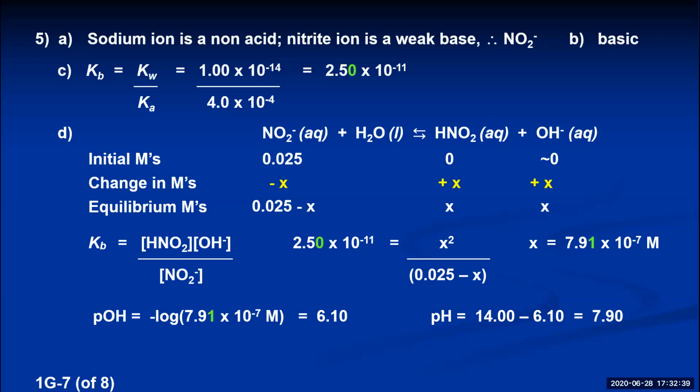Problem number 6. A 0.100 molar solution of sodium iodite, NaIO2, has a pH of 10.85. A, write the equation for the hydrolysis of NaIO2. You do not write an equation NaIO2 plus water. You have to figure out which ion reacts with water.